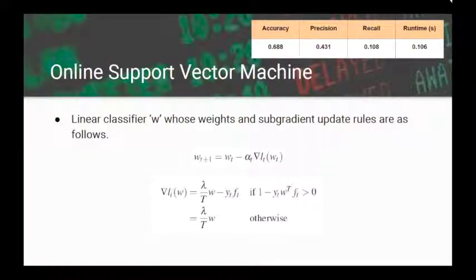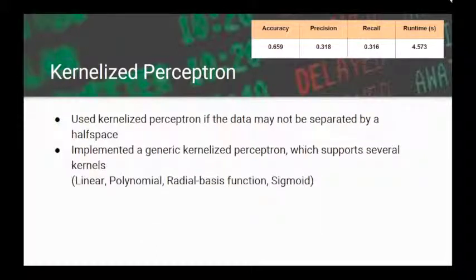The second algorithm is online support vector machine. We apply iteratively a gradient descent process to reach an optimal weight vector. And the third algorithm is kernelized perceptron. We experimented with several different kernels, and RBF kernels seem to give us the best results.